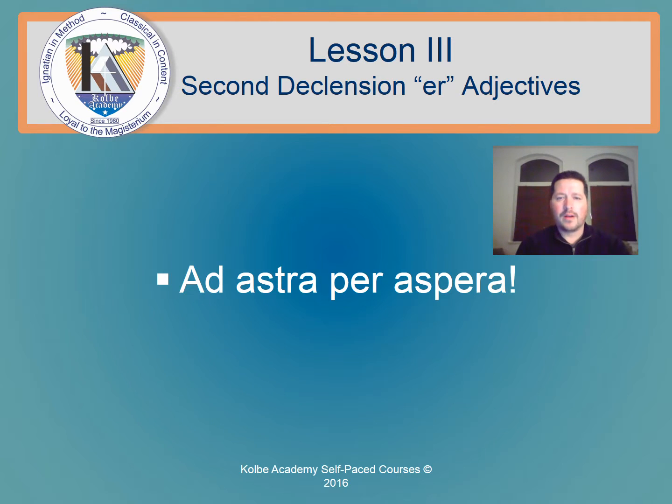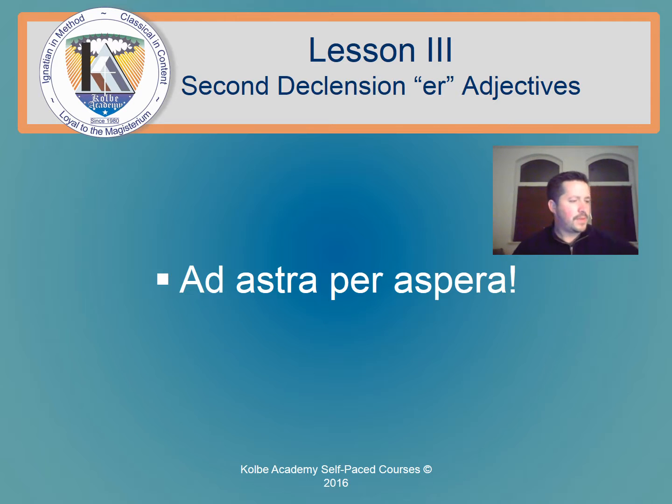Okay, so this week we'll be doing lesson 3, second declension adjectives, and then we'll also learn more about the dative of indirect object, which we've seen a little bit in first form Latin, but it'll be a good chance to delve into that a little more deeply.